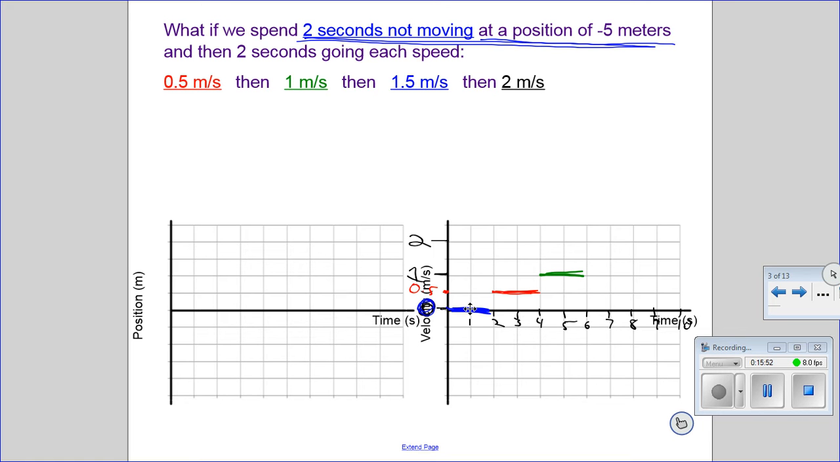And then for the next 2 seconds, I'm going to recycle blue just because I ran out of colors. We're going to go up to 1.5. And then for the last 2 seconds, the velocity is 2. Now, those should just be nice, straight, horizontal lines. I kind of scribbled them in just so that you could see them from wherever you're sitting. Good or no?